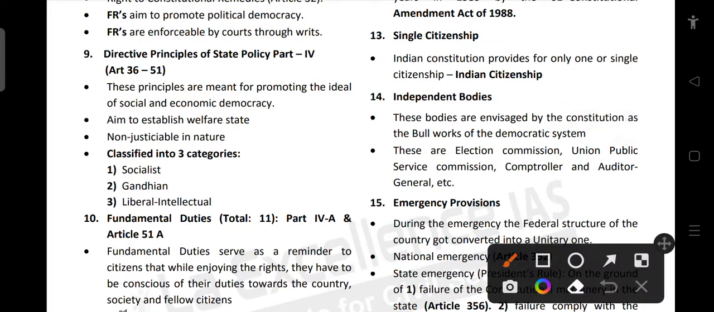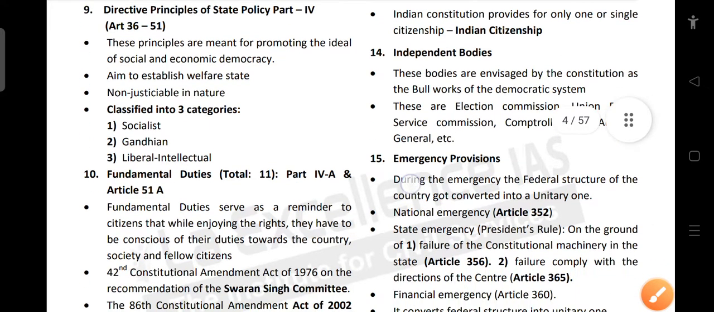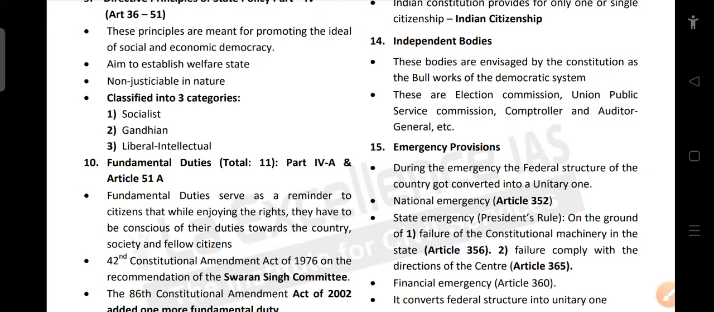The next feature is that we have DPSP. DPSP are contained in Part 4 and contain Articles 36 to 51. These principles are meant for promoting the ideal of social and economic democracy. As we already discussed, political democracy comes from fundamental rights, and social and economic democracy from DPSP. It aims to establish the welfare state, and they are non-justiciable in nature. They are classified into 3 categories. What are they? Socialist, Gandhian, liberal intellectual. These are the 3 categories of DPSP. We'll look into it in detail later.